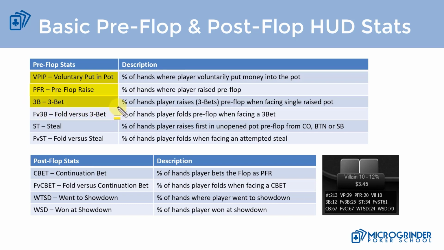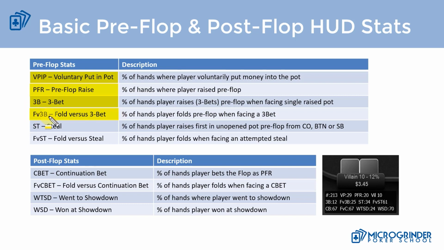Now on the other hand, when somebody raises and we re-raise, that's called a 3-bet. Because the blinds are the forced initial bet, the initial pre-flop raise is the second bet, and whenever we re-raise as a 3-bet, that's the third bet. So this is the percentage of hands that a player 3-bets pre-flop when somebody has already raised within that pot.